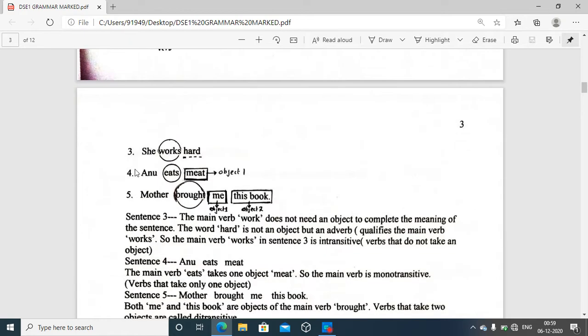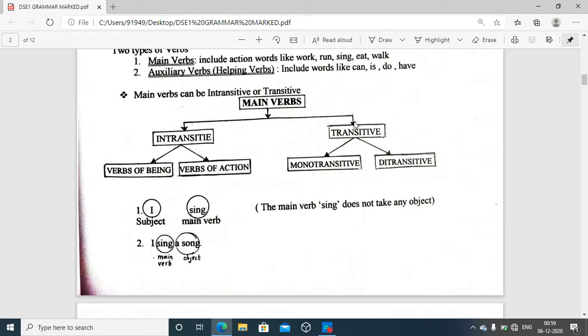And what about the fourth sentence? Anu eats meat. This is an additional example to make it more clear. That's all. Anu eats meat. Please identify the subject. Anu is the subject because Anu performs the action of eating. Anu eats. So eats is the main verb. Anu eats what? Meat. Only one object. So this is a transitive verb with one object.